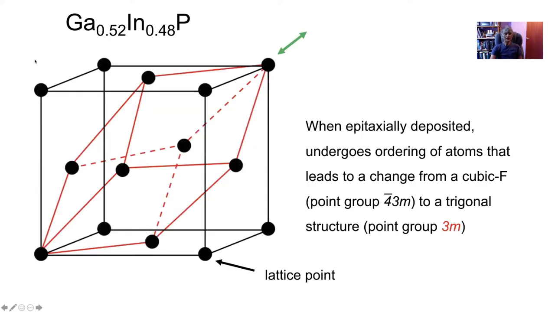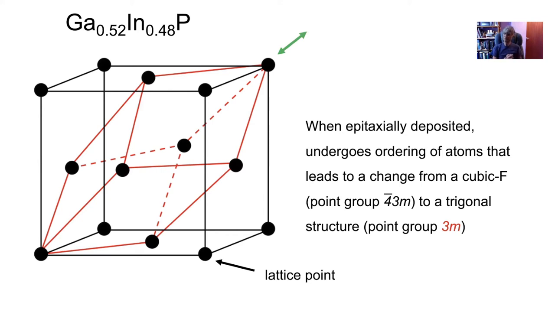Now, in black, we have a cubic F lattice, a face-centered cubic lattice, and it's possible to draw a primitive lattice within that, which is trigonal. Now, of course, it's the same arrangement of lattice points, but if I want to get a phase transformation from the cubic F to trigonal, then I can apply a distortion along the 1-1-1 direction, and that would change the arrangement of lattice points so that you lose certain symmetries.